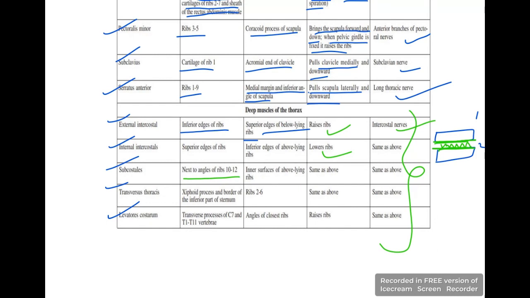Now next is the transversus thoracis muscle. Now its origin is the xiphoid process and the border of the inferior part of the sternum, and its insertion is ribs 2 to 6. And its action is the same as above, like raising and lowering the ribs. Now levator costarum. Its origin is the transverse process of C7 and T1 to T11 vertebrae, and its insertion is the angle of the closest rib, and its function is raising of the rib. Now these were the muscles which help in the movement of the thoracic cage, ribs, sternum and vertebrae.